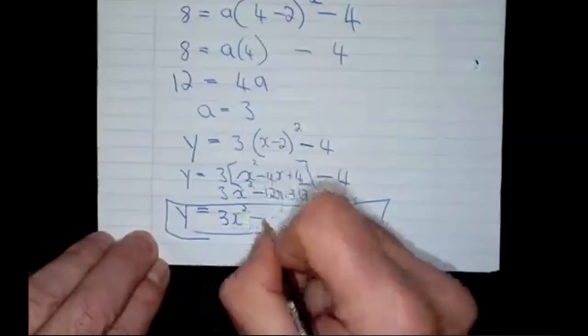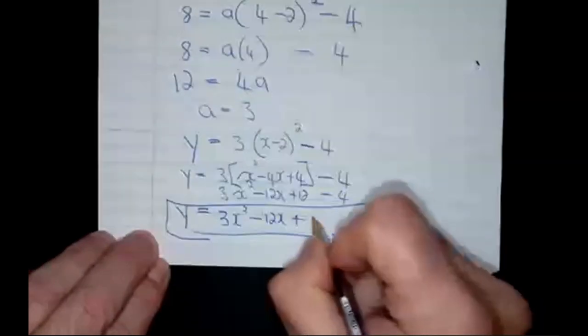And I always say to my grade 12s, I'm going to lie to you now. Then they smile. I say, when you have the answer, you have to put a block around it. It's not true, of course, but it makes it very easy for the marker at the end of the year to find your answer. So 3x squared minus 12x, and then 12 minus 4, so plus 8. Easy peasy.